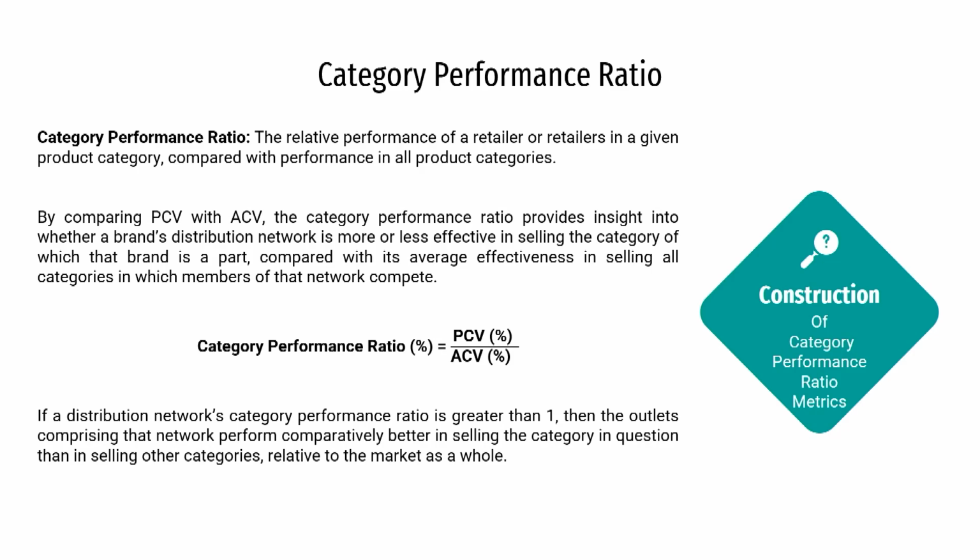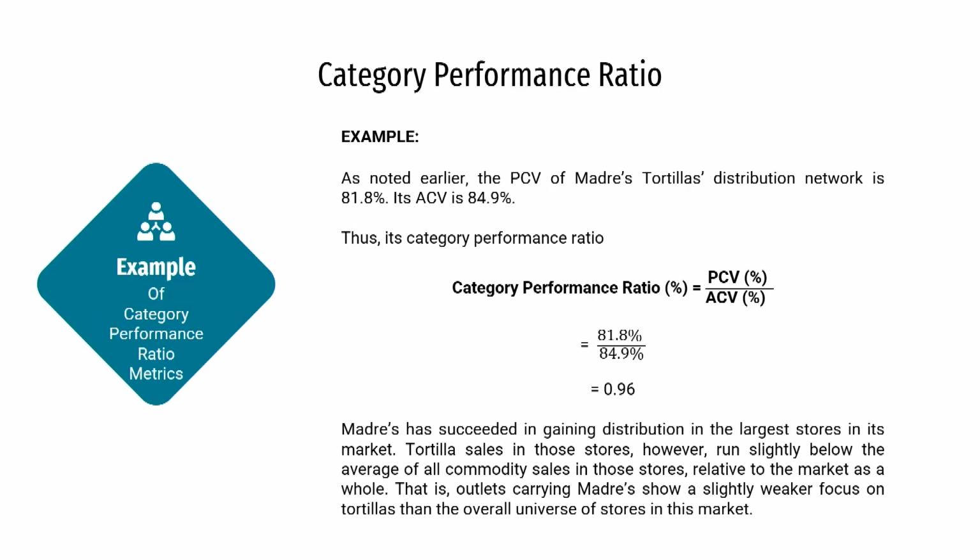If a distribution network's category performance ratio is greater than 1, then the outlets comprising the network perform comparatively better. It means if this value is greater than 1, then we are better off as compared to other outlets who are not stocking our product in terms of this category. But if it is lesser than 1, in that case our performance is worse than the average performance in the market. So, now you can just look into this ratio.